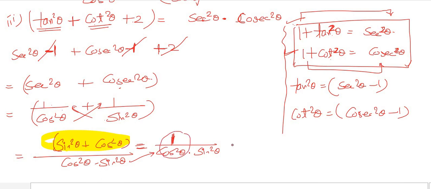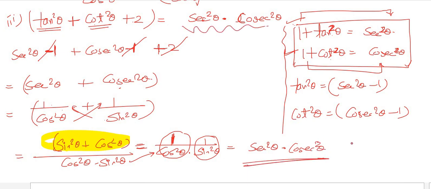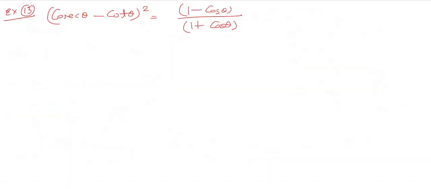And what is 1 by cos square? Is sec square. And 1 by sin square is cosec square theta. So hence proved, right? We got the same thing. Try on your own. Now next question. This is not a very hard question, but interesting.